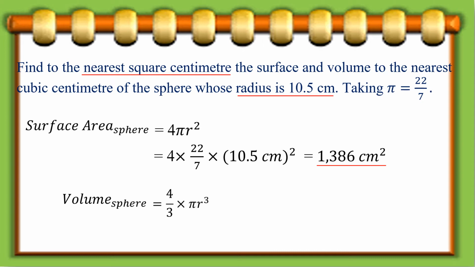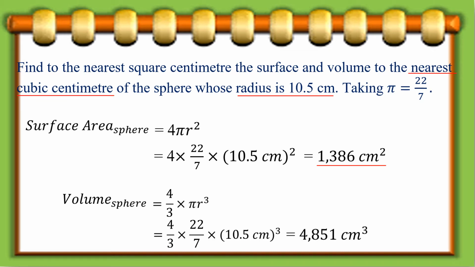Now let us have the volume of the sphere, which is equal to 4 over 3 times pi r cubed. Substituting the values, we will get 4 over 3 times 22 over 7 times 10.5 centimeters to the third power. Simplifying further, we get 4,851 cubic centimeters. So that would be the volume of the sphere.